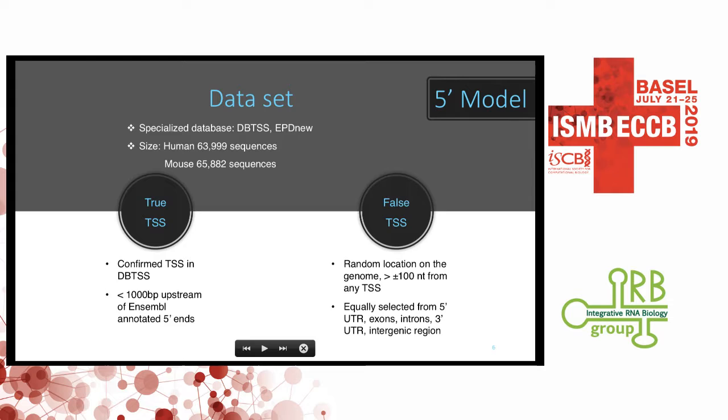And for the negative ones, we simply extracted random sequences from the genome as long as they are 100 base pair away from the true ones. They are equally selected from 5 different types of regions across the genome, like the 5' UTR, exon, intron, 3' UTR, and also intergenic regions.